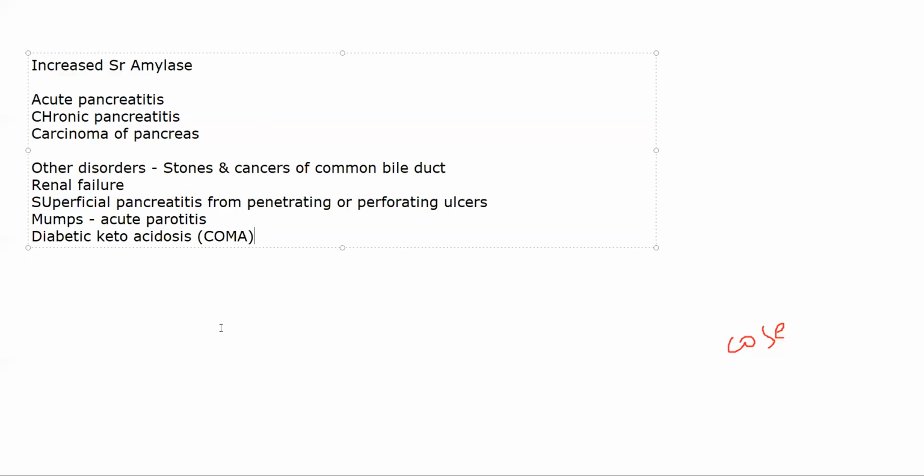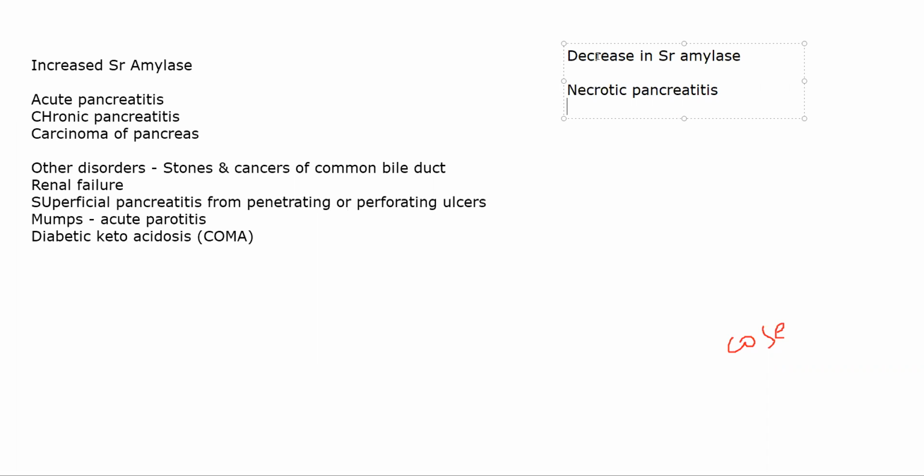Now, there are a few conditions in which it will decrease as well. Specifically, if there is a necrotic disease of the pancreas, necrotic pancreatitis, where the pancreas is literally wasting away, or if the patient has hepatitis, or severe burns. In all of these conditions, serum amylase will decrease. Decrease in serum amylase occurs when there is necrotic pancreatitis. The pancreas is completely wasting away.